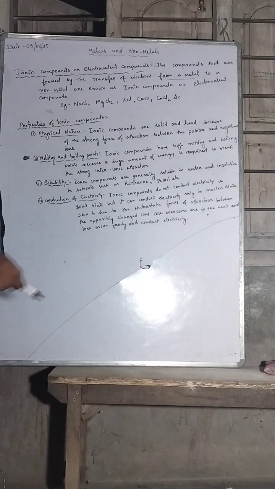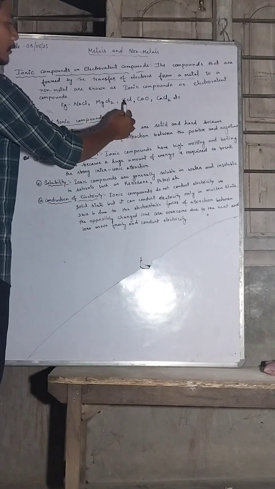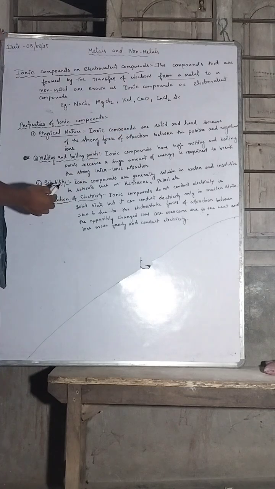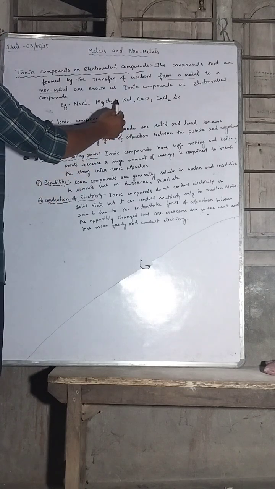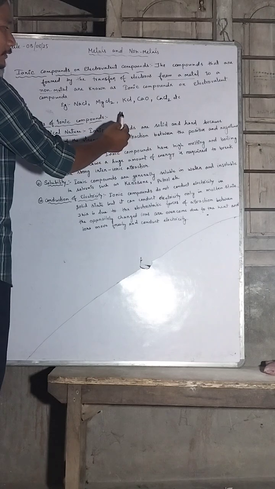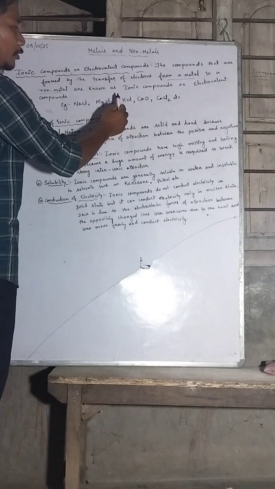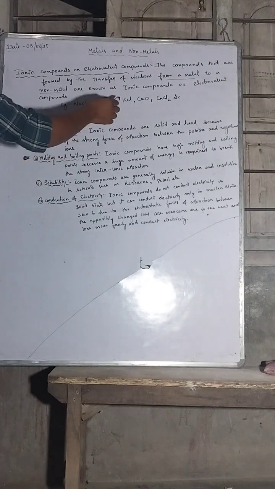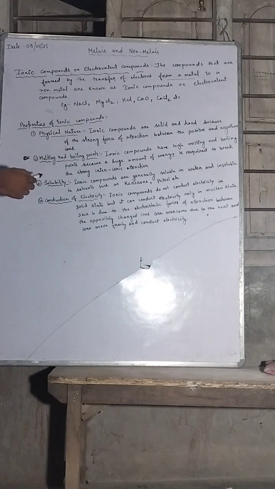In the other example, magnesium chloride, the magnesium transfers its two electrons to two chlorines and becomes magnesium chloride. Another example is potassium chloride, where potassium transfers one electron to the chlorine and it becomes a chloride anion. Since both are oppositely charged, positive and negative, they form a compound.